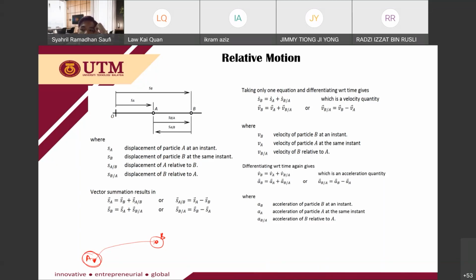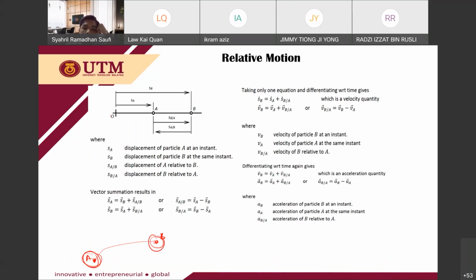meaning that at position A, the condition is not in motion. Okay, so in this chapter, you will do the analysis of displacement, velocity, and acceleration where both points are in motion, meaning that at position A and position B, both positions are in motion. That's why we call it relative motion analysis.